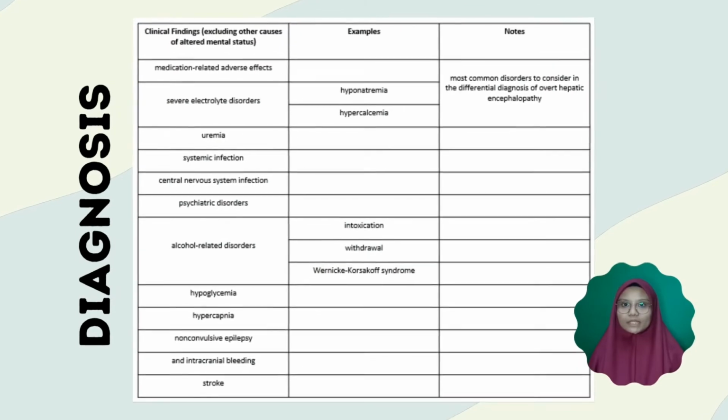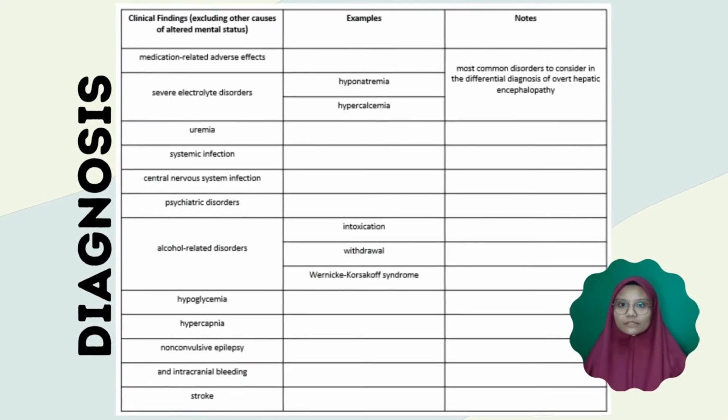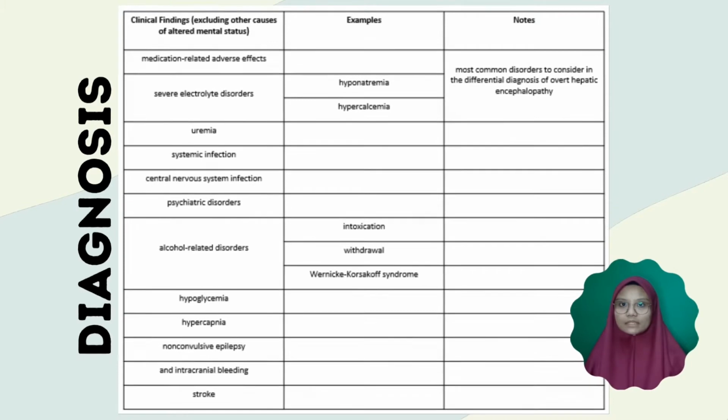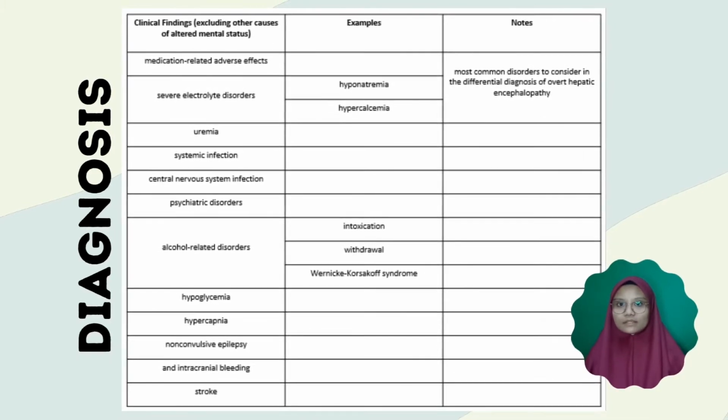Overt hepatic encephalopathy is diagnosed based on clinical findings and by excluding other causes of altered mental status. The most common disorders to consider in the differential diagnosis of overt hepatic encephalopathy are medication-related adverse effects, severe electrolyte disorders like hyponatremia and hypercalcemia, renal failure, systemic infection, central nervous system infection, psychiatric disorders, alcohol-related disorders, intoxication, withdrawal or Wernicke-Korsakoff syndrome, hypoglycemia, hypercapnia, non-convulsive epilepsy, and intracranial bleeding or stroke.